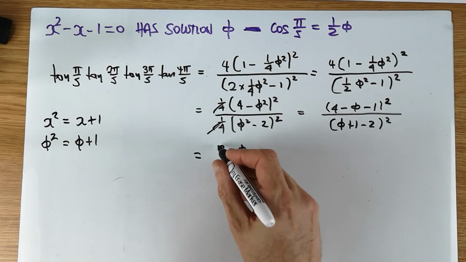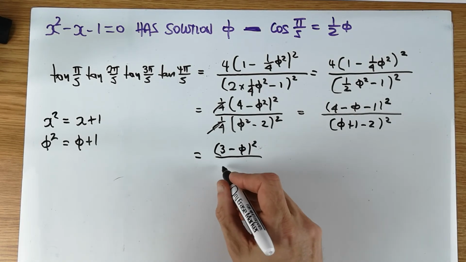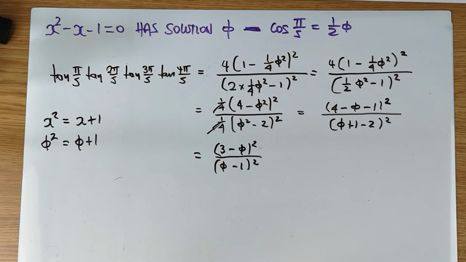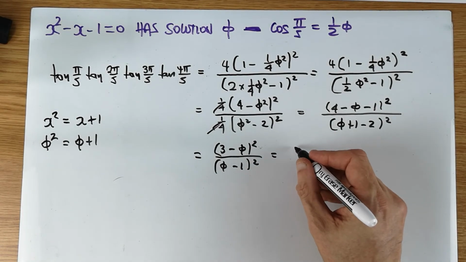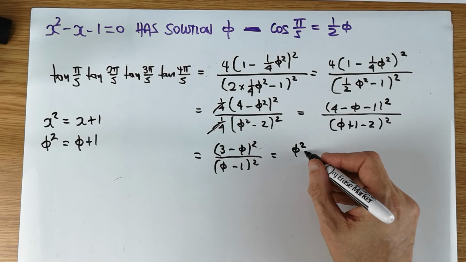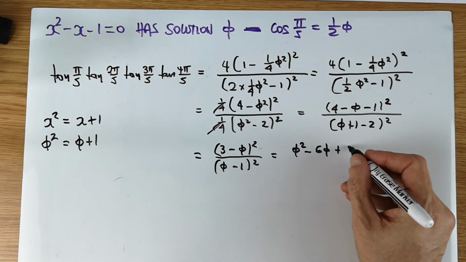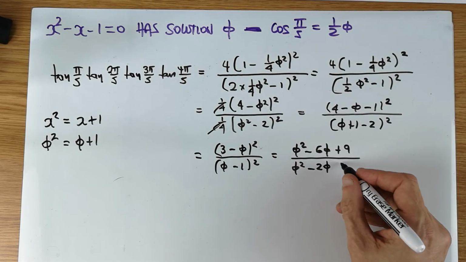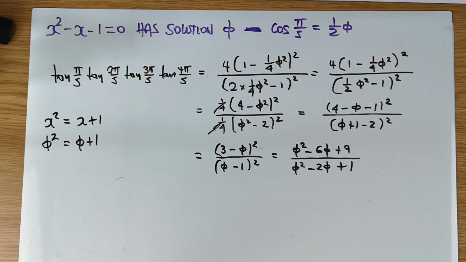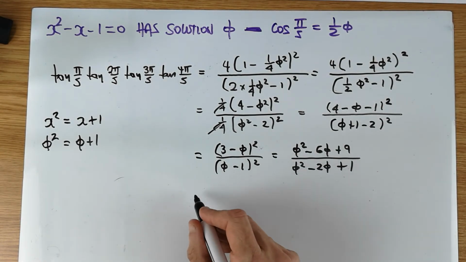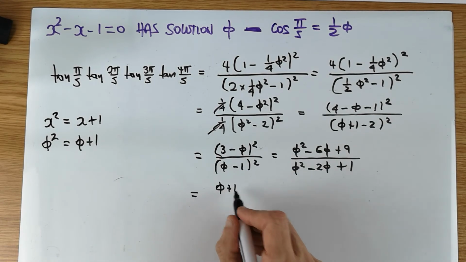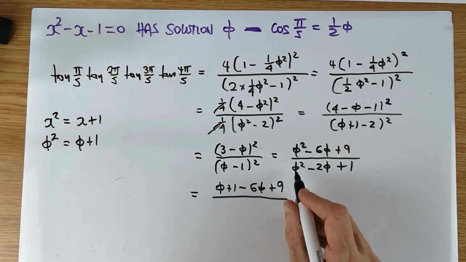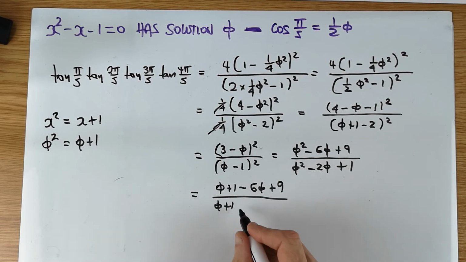3 minus phi, all squared, over phi minus 1, all squared. I think it's good so far. Let's expand it. Phi squared, squaring the brackets, minus 6 phi plus 9, and on the denominator phi squared minus 2 phi plus 1. And again, I'm going to do what I just did in there. Phi squared is phi plus 1. So phi plus 1, that's this phi squared, minus 6 phi, plus 9, and again phi plus 1, minus 2 phi, plus 1.